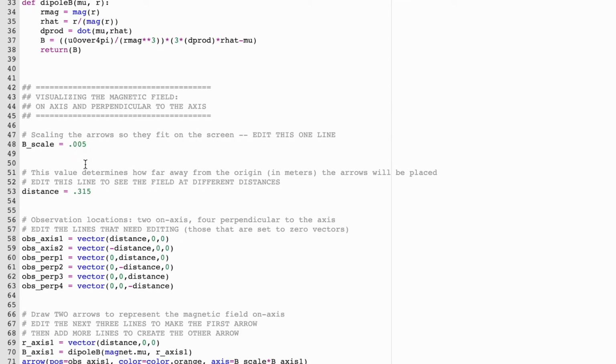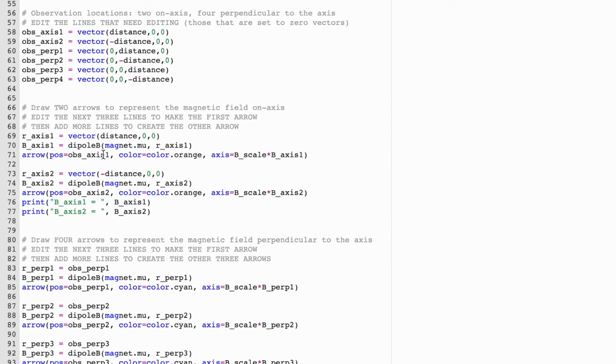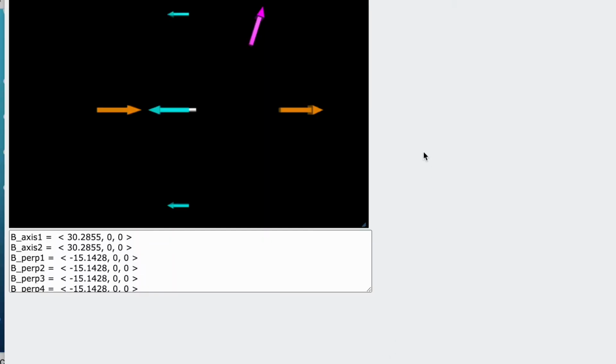Further below, we have scaling for our arrows. This is all for visualization. So we have our arrows here, and then if we scroll all the way to the bottom, we calculate the total magnetic field at our off-axis location. And so when we run this, we see that the magnetic field at the observed location parallel to the magnetic dipole is twice the magnitude of the magnetic field at the observed locations perpendicular to the magnetic dipole. And the direction is also opposite.